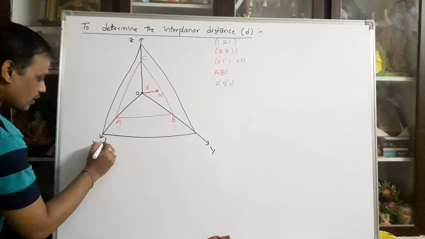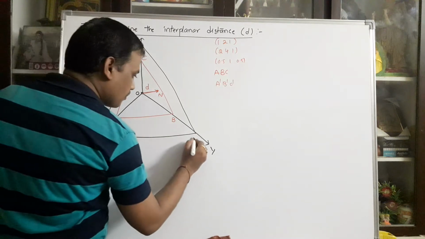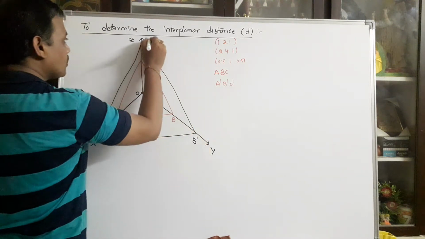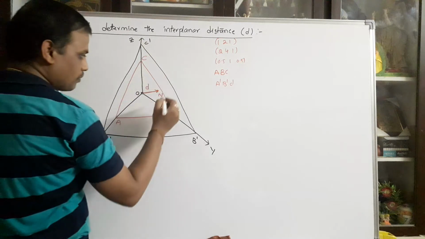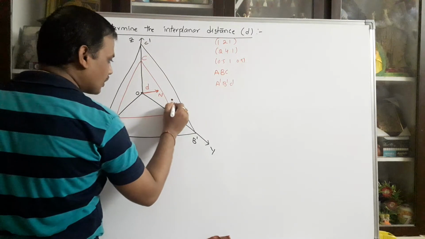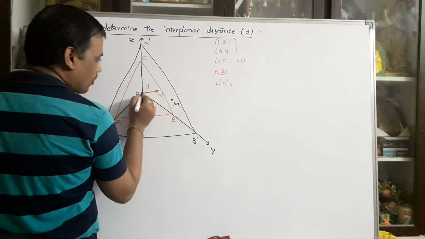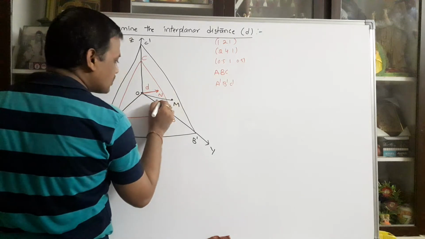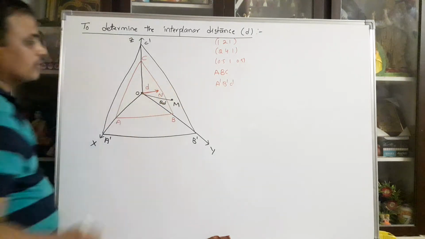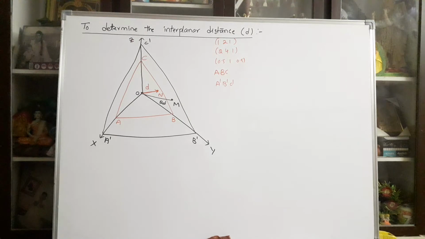So this is A dash, B dash, C dash. On that plane you can take one more point, which can be taken as M. The distance from the origin to this point can be taken as 2D.